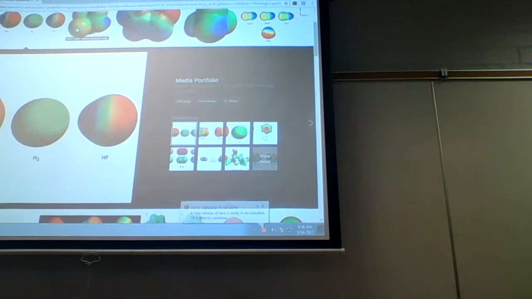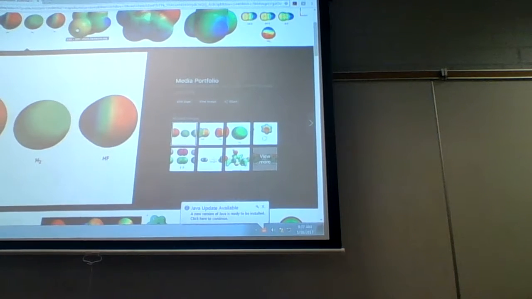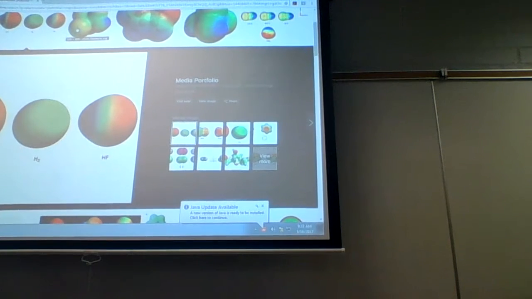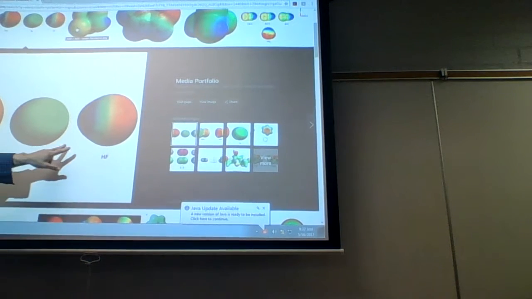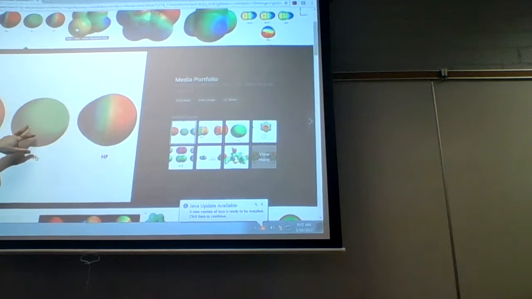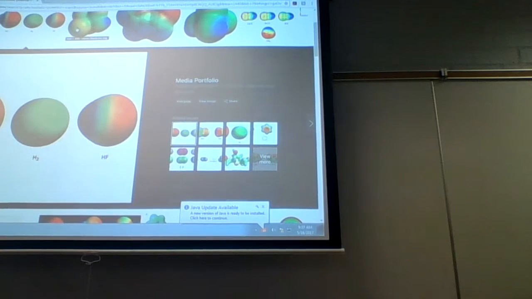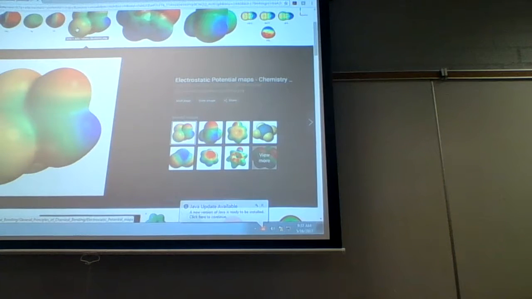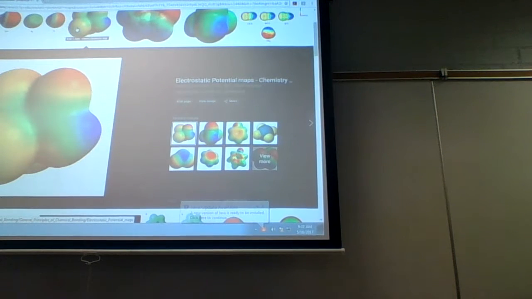Here we have lithium hydride. Lithium hydride would be considered ionic, right? Lithium plus, H minus, lithium hydride. And when you look at the potential map, it looks that way. HF, this is what we'd call polar covalent. H2 would be nonpolar covalent. This is another one where we can see this one.